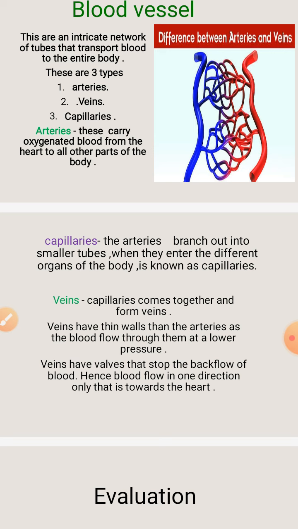Veins have valves that stop the backflow of the blood. This is the significance of the valve. They stop the backflow of the blood. So blood flows in one direction only, towards the heart. This is the importance of the valve that is present only in the veins, which prevents the backflow of the blood.